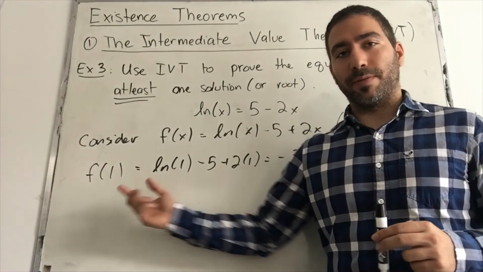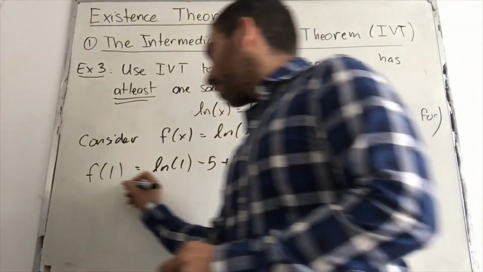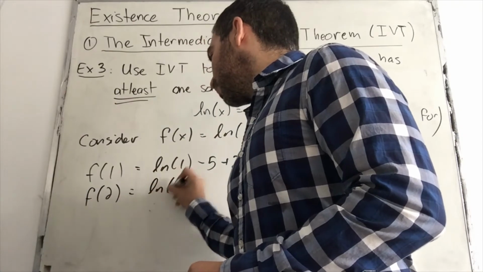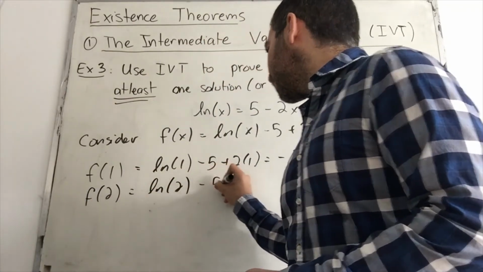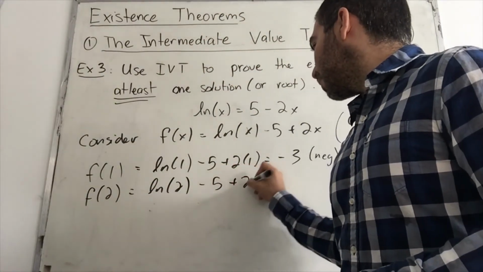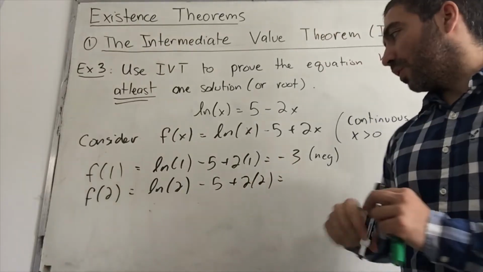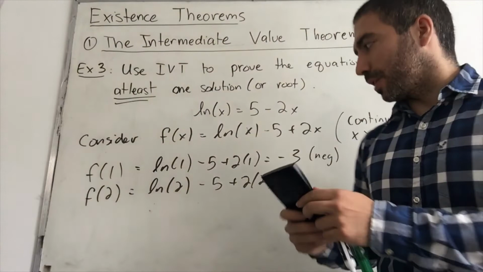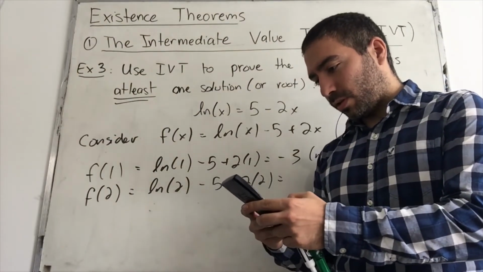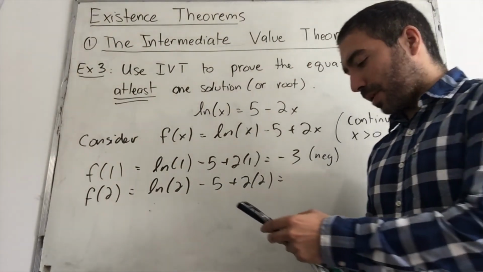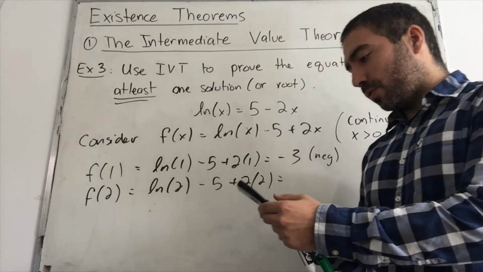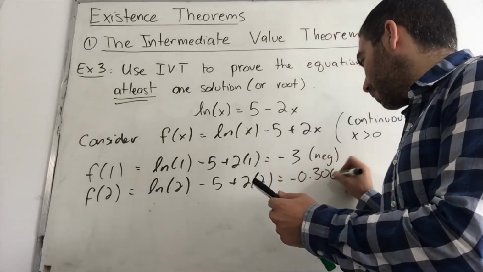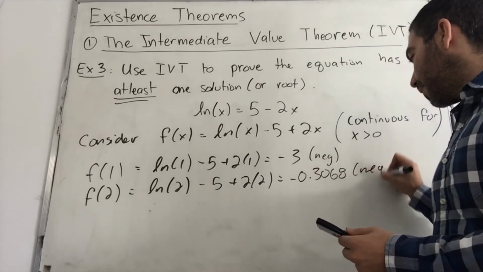Let's try another value. Again, we have to take a positive value, so let's try 2. We have ln of 2 minus 5 plus 2 times 2. ln of 2 is about 0.693, minus 5 plus 2 times 2, which is 4. This gives us negative 0.3068. So it gave us a negative value.